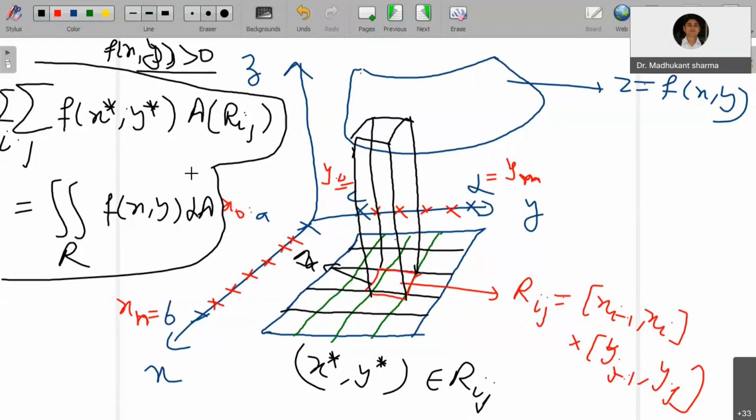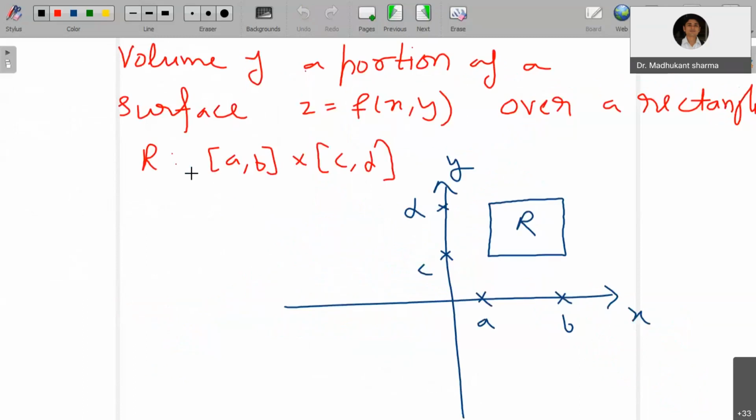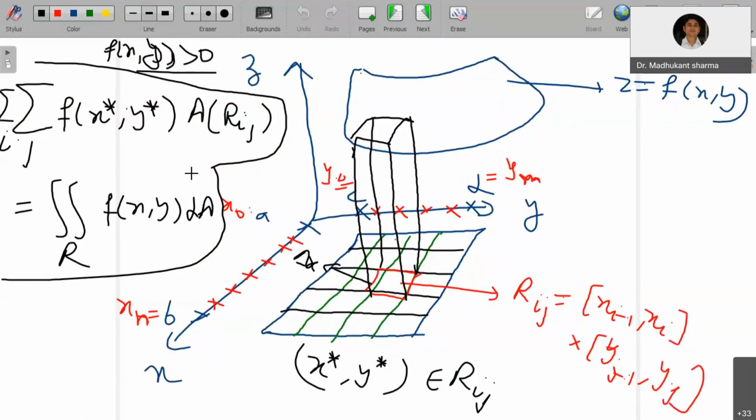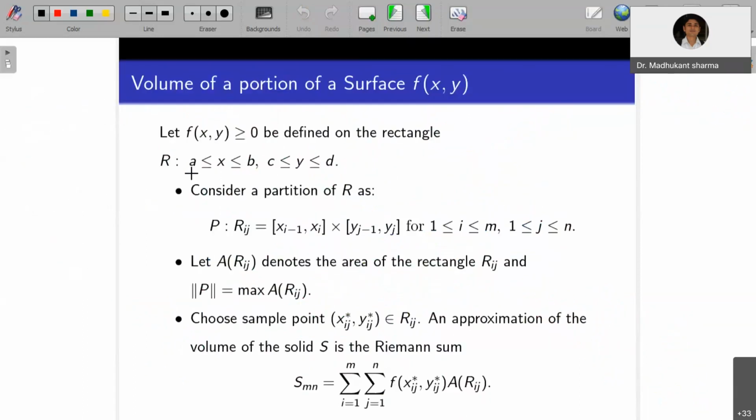Okay, so as m and n both tend to infinity. Now let's recap what we have done so far. The first statement is: f of x, y is greater than or equal to 0, defined on the rectangle R. This is the rectangle, for which I have already given you a notation. Right, so as told, consider a partition of R.